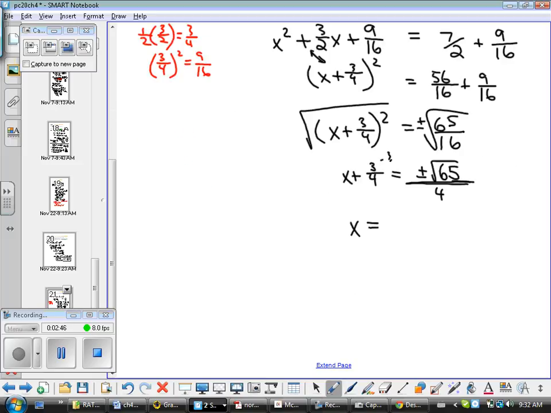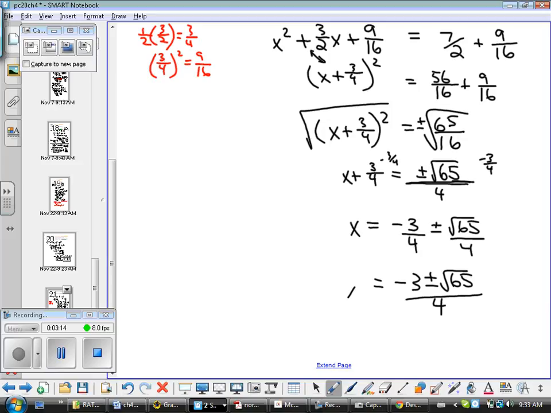by subtracting 3/4 from both sides now. Remember I said that I like to have my rational part before my irrational part, or my radical part, in my answer. So I go negative 3/4 plus or minus root 65 over 4, which, since they have a common denominator, can be written as negative 3 plus or minus root 65 over 4. And that's the way that you're going to see it most often.